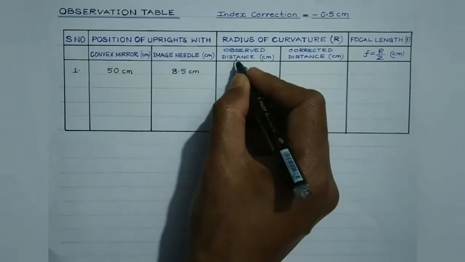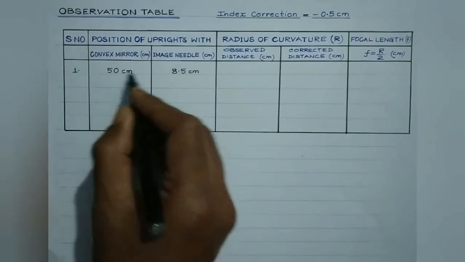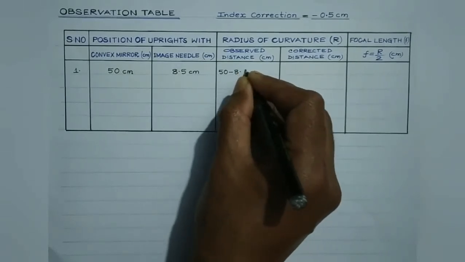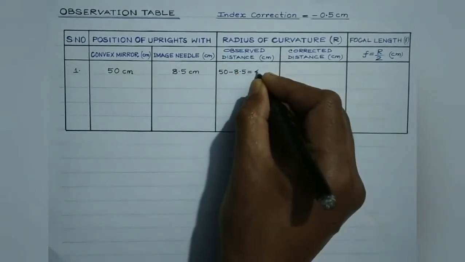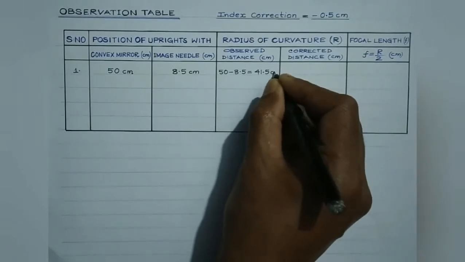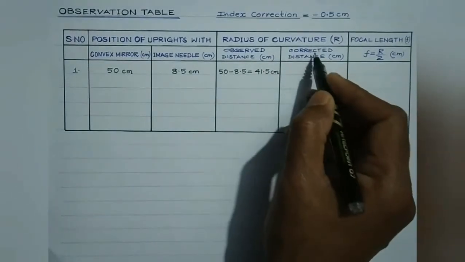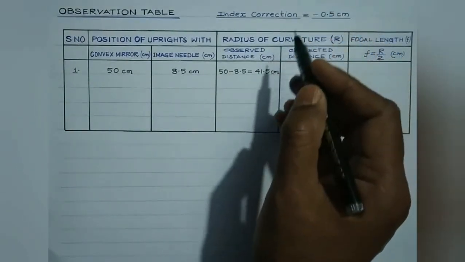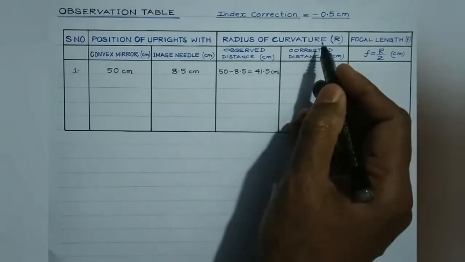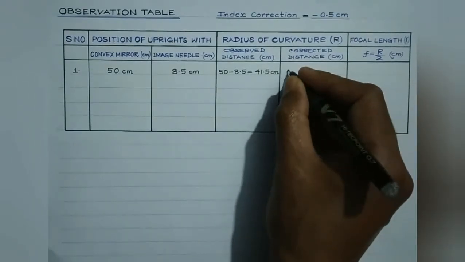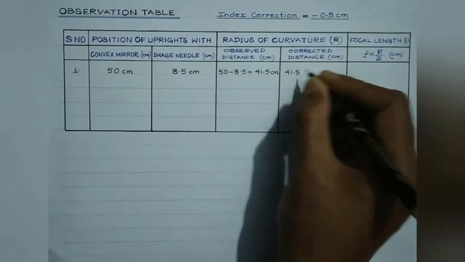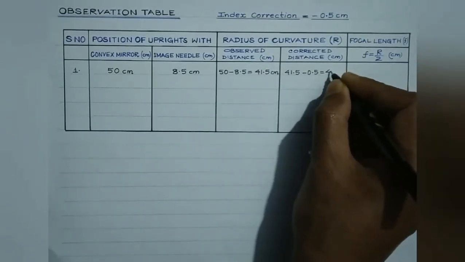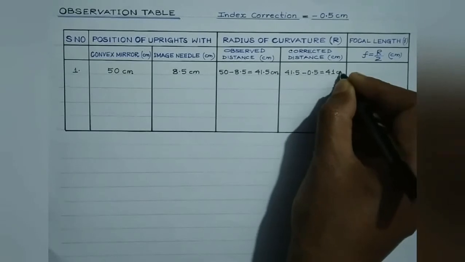So observed distance of the radius of curvature would be 50 minus 8.5. So that will give us 41.5 centimeter. Right? Now students, the corrected distance. Since here we have considered the index correction, and index correction is to be algebraically added to the observed distance so as to obtain the corrected distance. So here it would be 41.5 plus minus, it will be minus 0.5. So that will give us 41 centimeter, right?